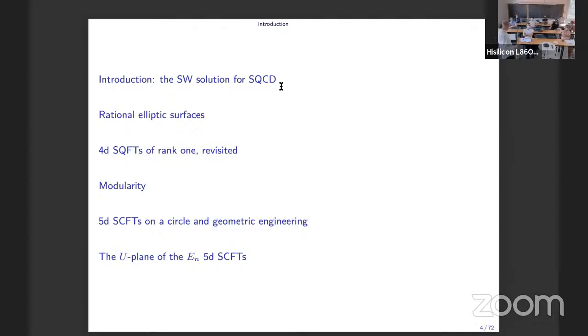But we'll see that the reason I want to go through 4D is because 5D then naturally fits in there. There will be some small comments about modularity here and there. And then hopefully in the last third of the talk, I will discuss the main new result in some sense, about 5D SCFTs and their circular compactification to 4D.